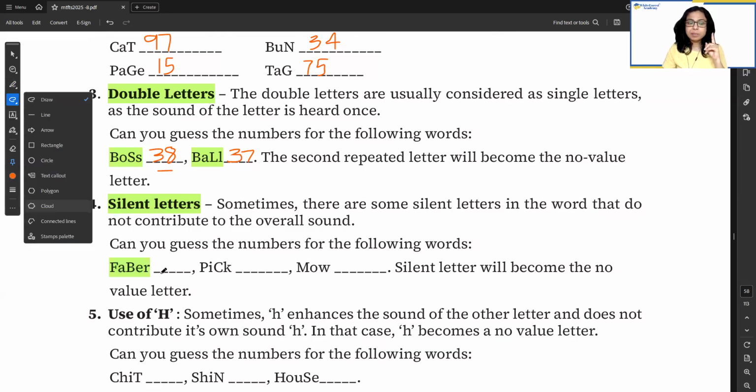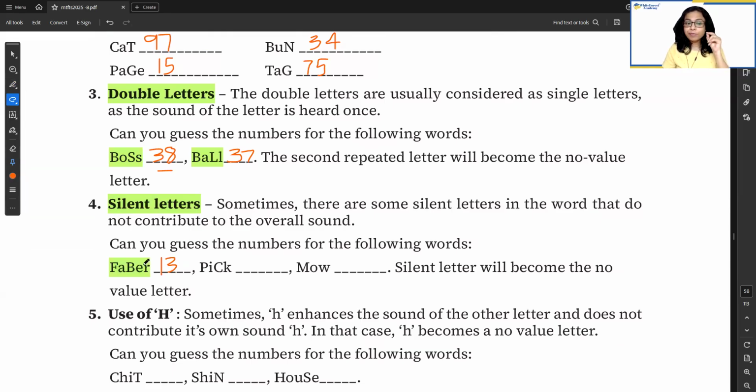F is 1, B is 3, and 4 is silent. 2 is silent, so we are not going to use that. That's again a no value letter. So Faber is 1, 3. Pick.